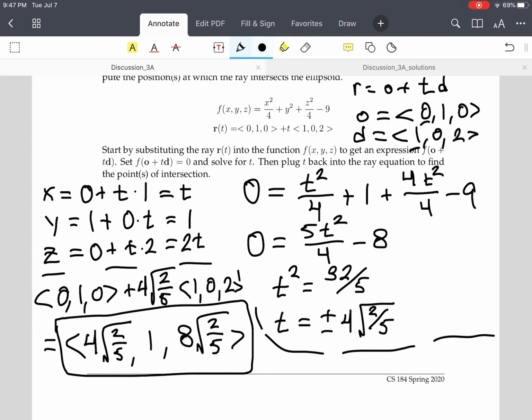Okay, so nothing too crazy. We took the ray, split it into its xyz, plugged it into the ellipse, found the intersection time, threw away the negative intersection because it doesn't mean anything, and then plugged the time back into our ray equation, and we got a nice answer. Okay, and so that's it.